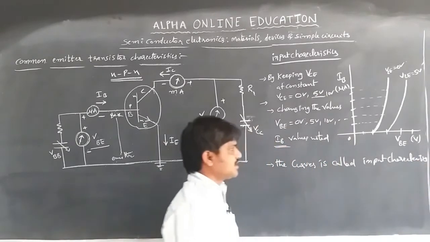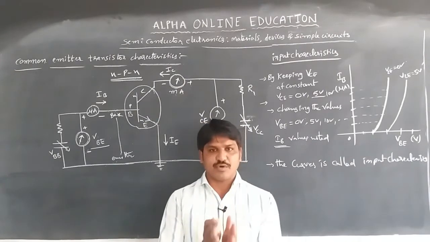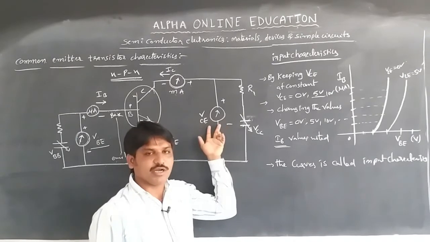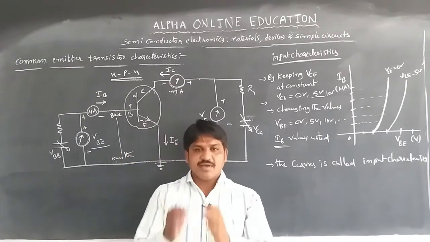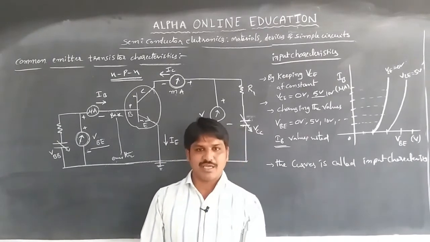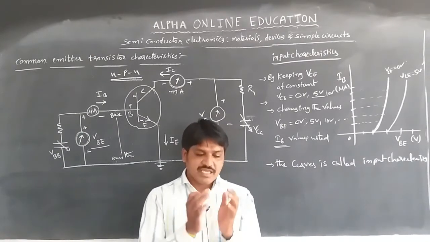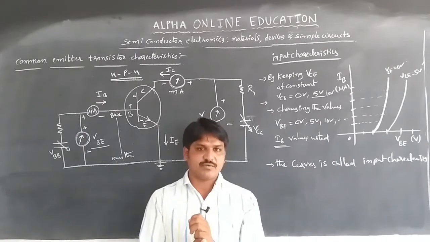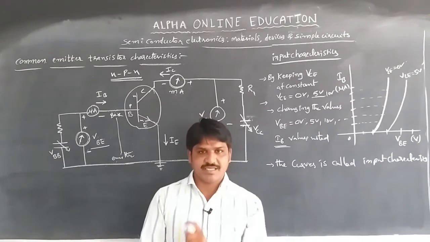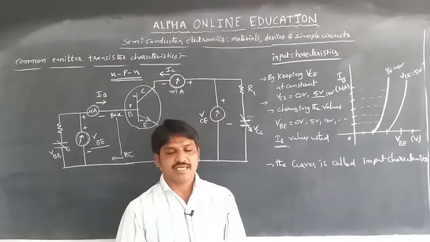Input characteristics like this. Once again, we keep the collector-emitter potential, meaning the potential at the collector and emitter junction, constant at a certain value. By changing the input potential, the base current values can be noted. Then, after noting them at that value of VCE, another value is fixed. VCE means the potential at the common emitter junction.